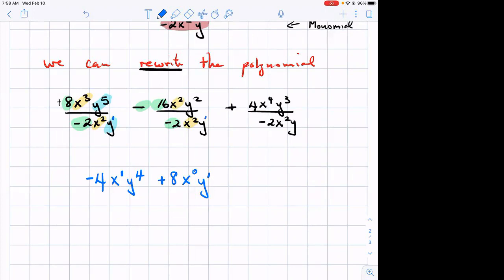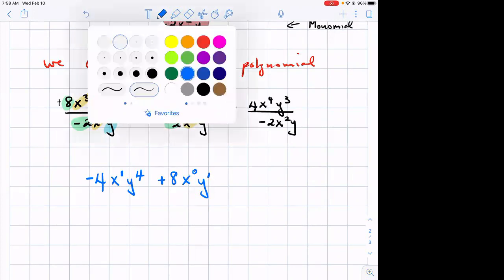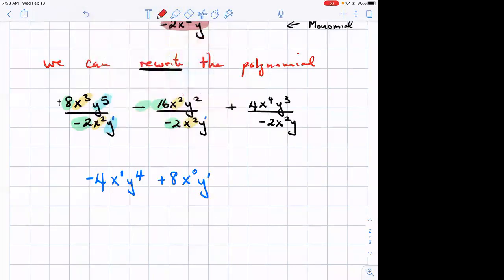Or you will notice, because it's x squared divided by x squared, we can say they cancel out, right? Anything divided by itself is 1. And then you wouldn't have to write this here. But I will leave it as x to the 0 for now.